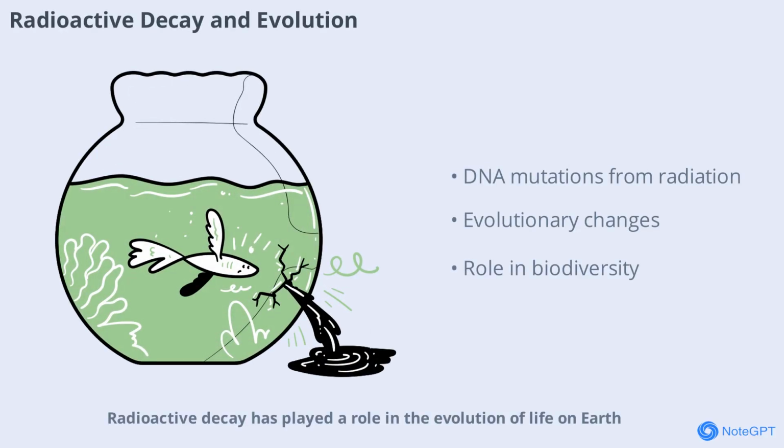Radioactive decay has played a role in the evolution of life on Earth. Natural radiation from rocks and cosmic rays can cause mutations in DNA, some of which lead to beneficial changes and drive evolution. While high doses are harmful, low levels of radiation have contributed to the diversity of life over millions of years. This connection between radioactivity and evolution is a fascinating area of scientific research.